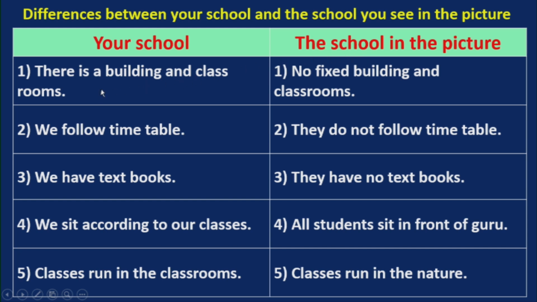The first one is there is a building and classroom. In your school you have a building and a separate classroom for you. But in olden days there were no fixed classrooms and there were no fixed buildings also. In your school you follow a timetable. When to have lunch, when to go for interval, you have fixed timings. But in those days there was no fixed timetable to follow.